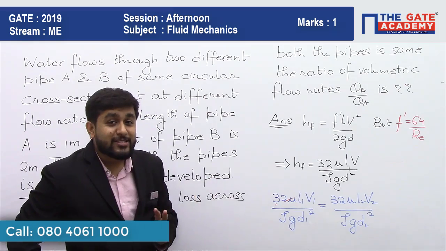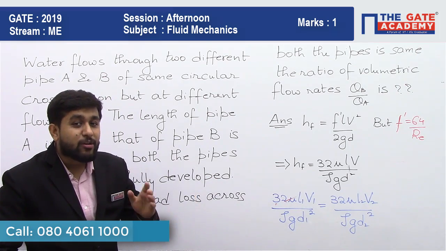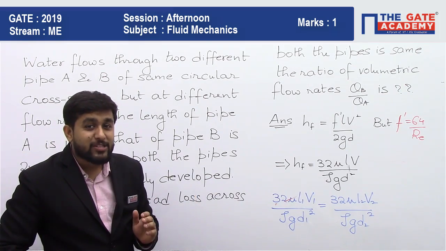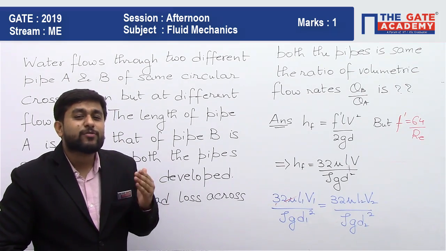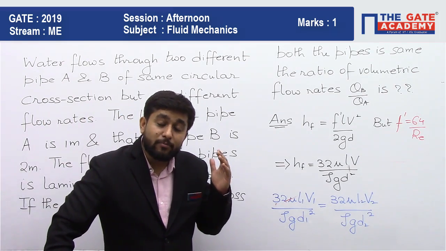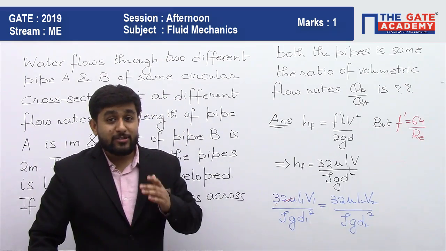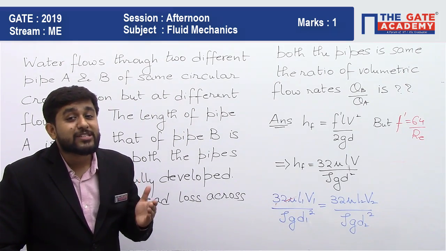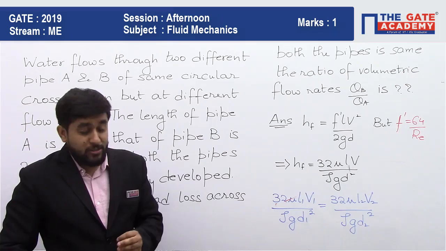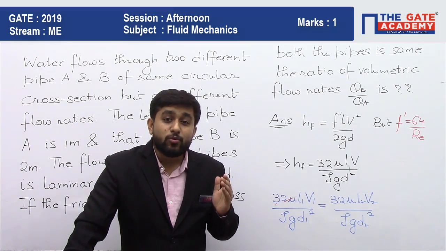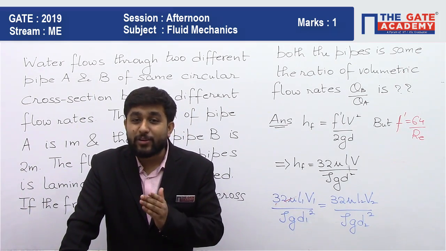Now what they have given us is the length of the pipe and the diameter of the pipe, and they are saying that the flow rates are different. What is flow rate? It is discharge, mean flow velocity times area. So basically their mean flow velocity is different. So what you can say is Q1 by Q2 is equal to A1 V1 by A2 V2.